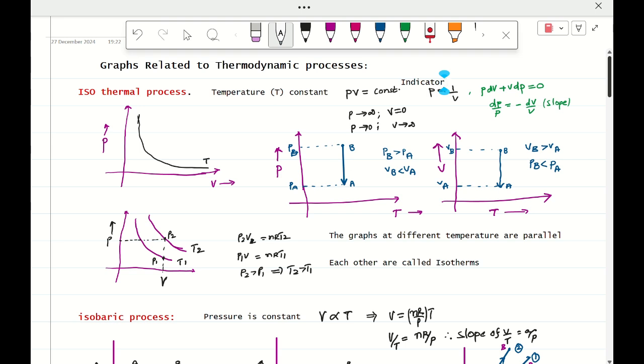So now come to the isothermal process first of all. If you see isothermal process here, in isothermal, temperature is constant. Temperature constant means according to ideal gas equation, PV is equal to constant, nRT. So here T constant, n constant, R constant, therefore PV is also constant. That means P is inversely proportional to 1 by V.